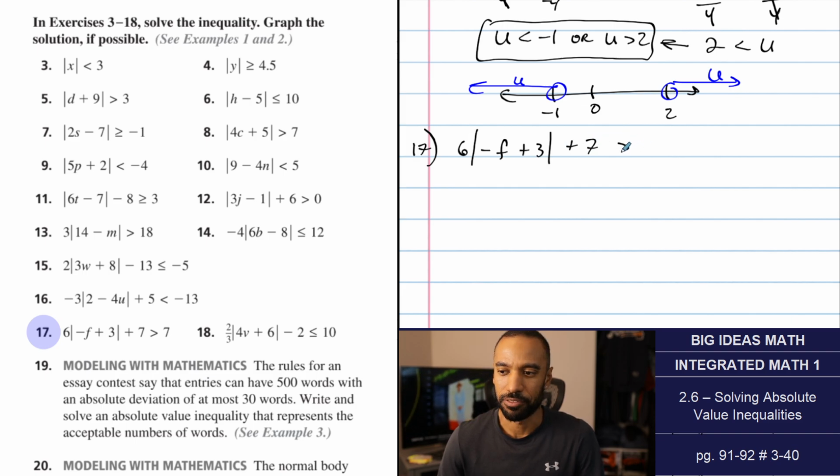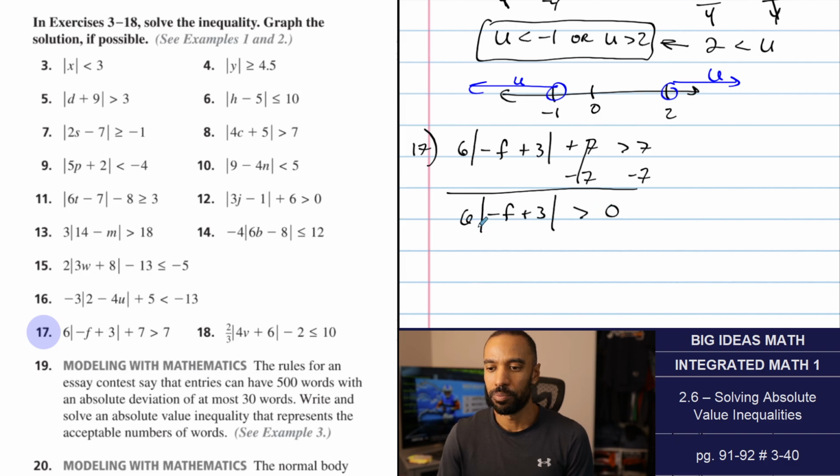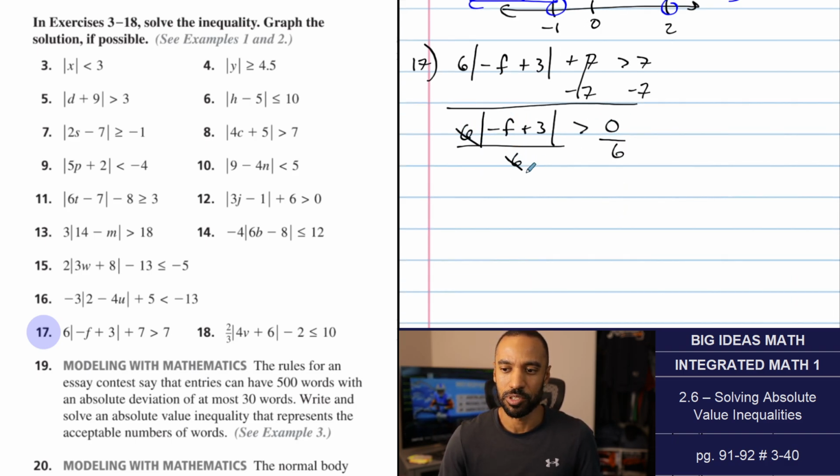Case in point, we might have to do that here. Interesting. We subtract 7 from both sides and we get 0. Does that mean no solution? No, not necessarily. Greater than 0, and we divide by 6. 0 divided by 6 is still 0, right? 6 times something is 0. That thing must be 0. Negative f plus 3 is greater than 0.